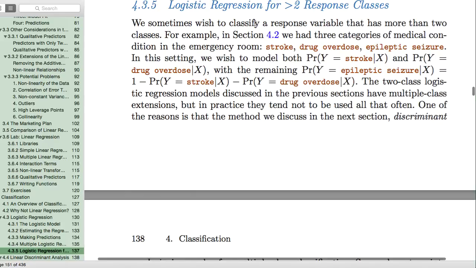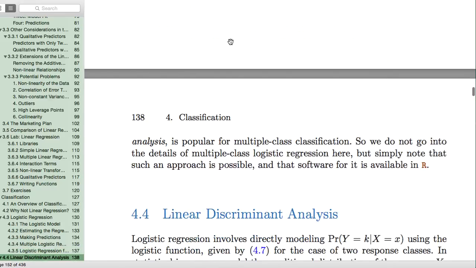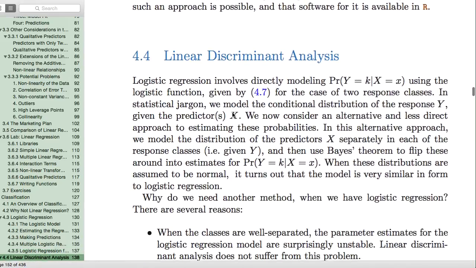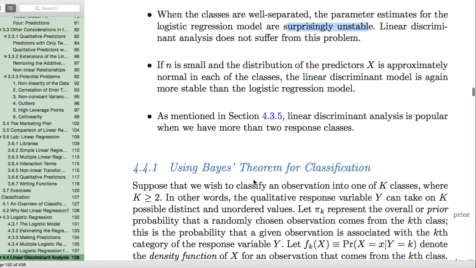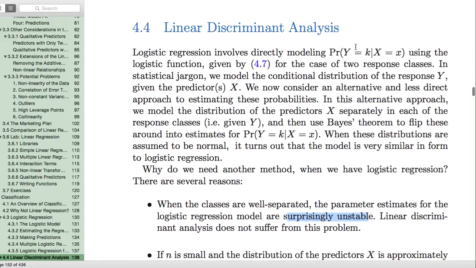Okay, so logistic regression for more than 2 response classes is typically not done. So this book doesn't go into it, so I'm just going to skip it. And there are some reasons given. These boil down to really one reason, which is the surprisingly unstable thing. These are just variations on that reason. So instead, what we're going to do is linear discriminant analysis.